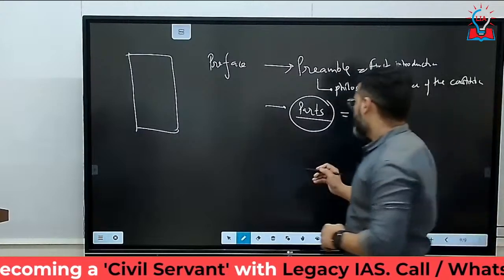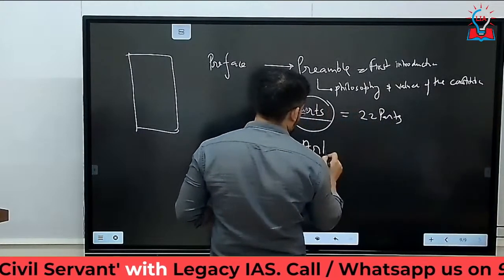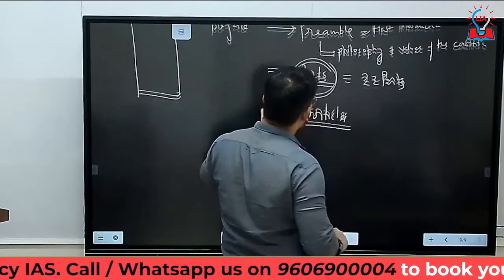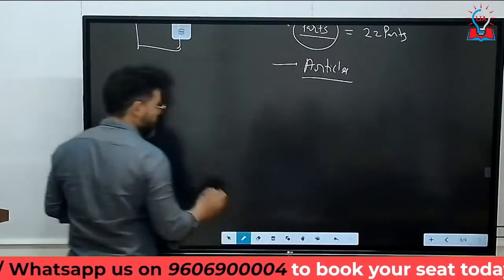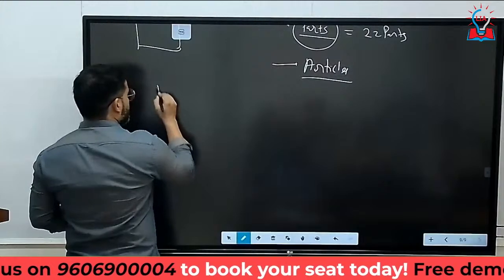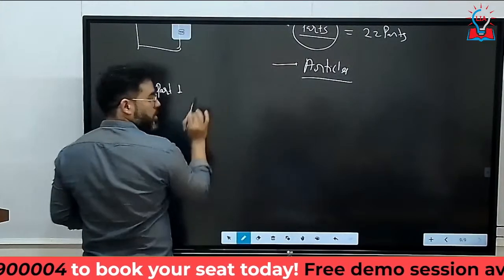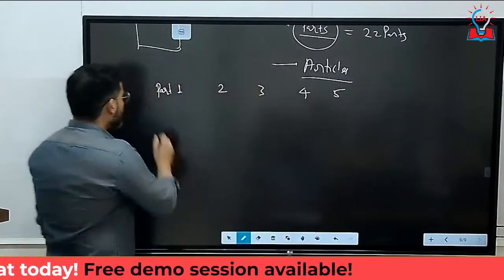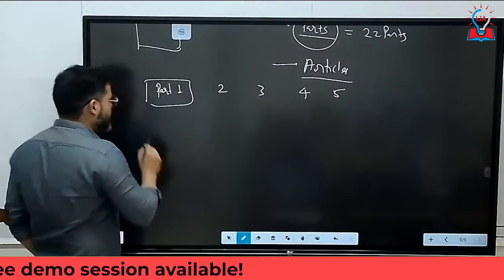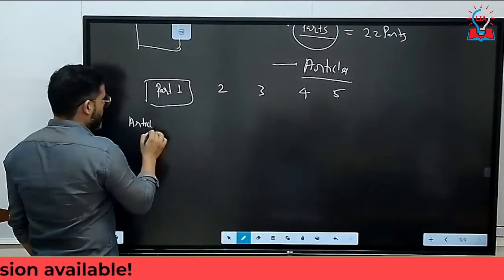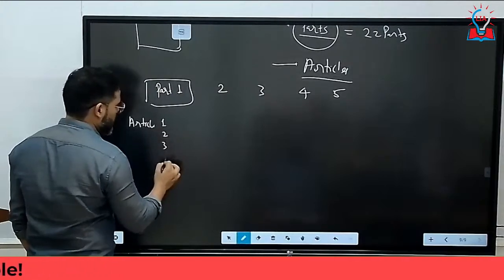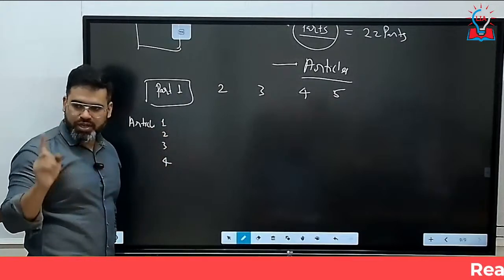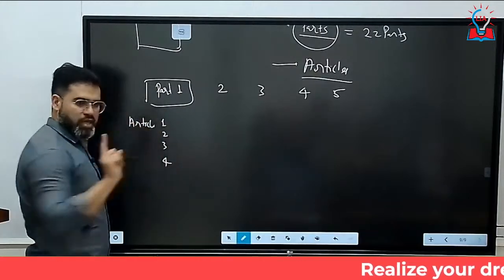After the parts, you will get articles. How will it look, for example? Like a total of 22 parts: this is part 1, part 2, part 3, part 4, part 5, and so on up to 22 parts. When you read part 1 in the constitution, you will get article numbers 1, 2, 3, and 4. These articles 1, 2, 3, 4 should speak about a single story, a single subject. Then only they should be clubbed in a single part.